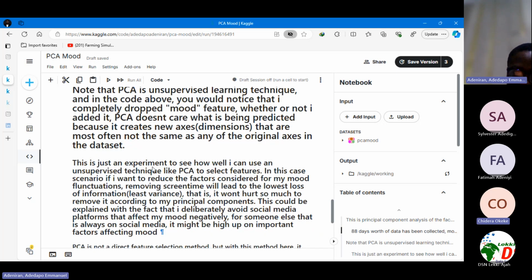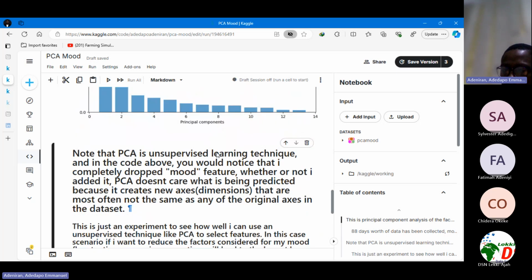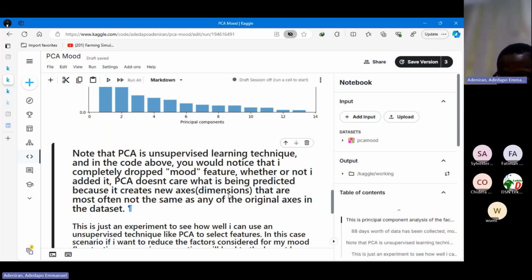Yes, that's actually true. PCA is an unsupervised learning technique. You understand? So the machine is just going in and looking at angles from which the data has the most variation. That's what PCA is all about. It's just trying to capture as much variation in the data as possible.